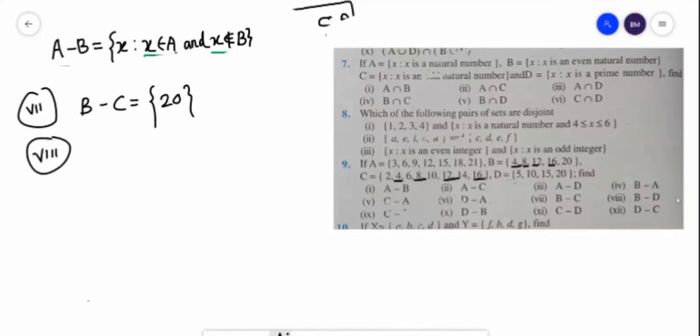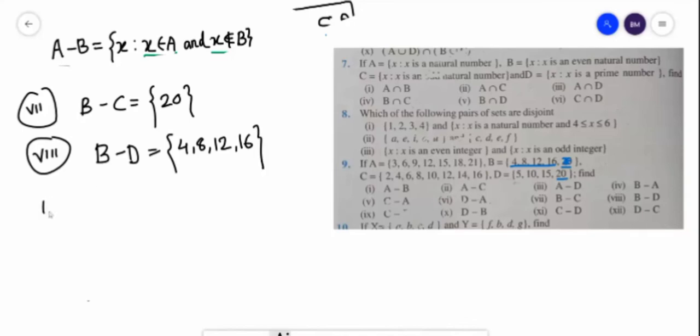B minus D. So the common element of B and D we have to remove from B, from which we are subtracting. Check, any common element is there? 20. 20 is the common element of B and D. So you have to remove this from B, and you will get B minus D. That is 4, 8, 12 and 16.